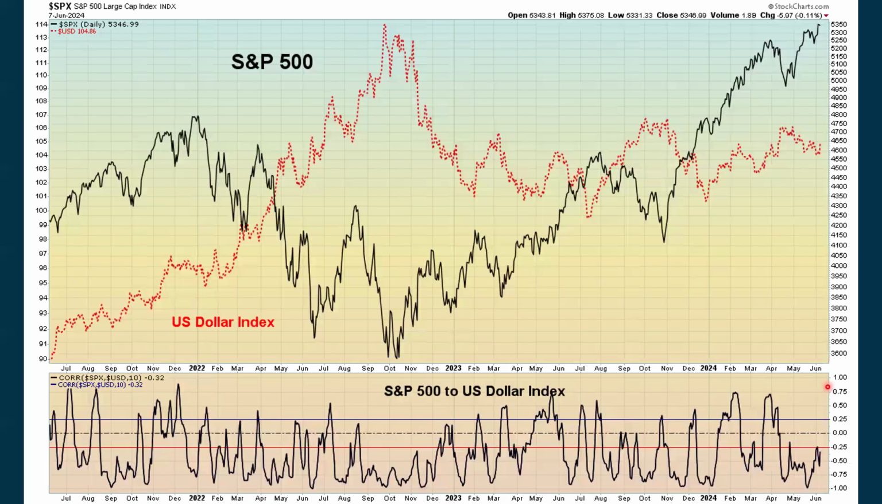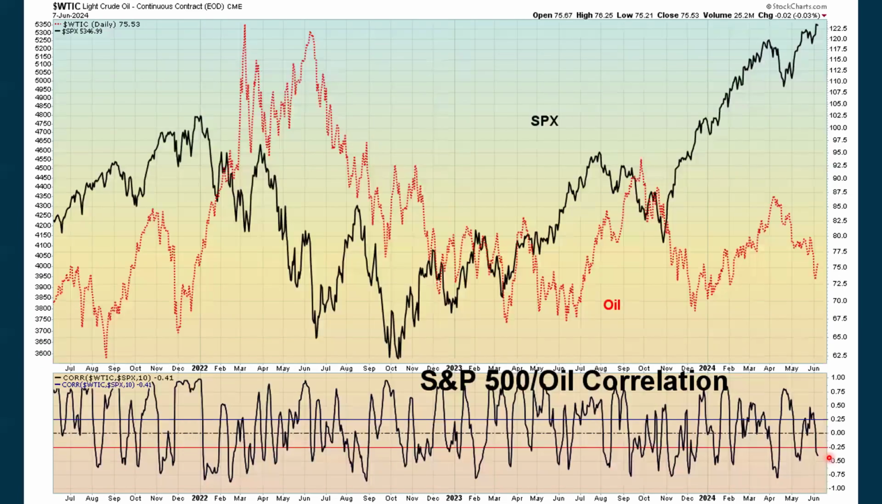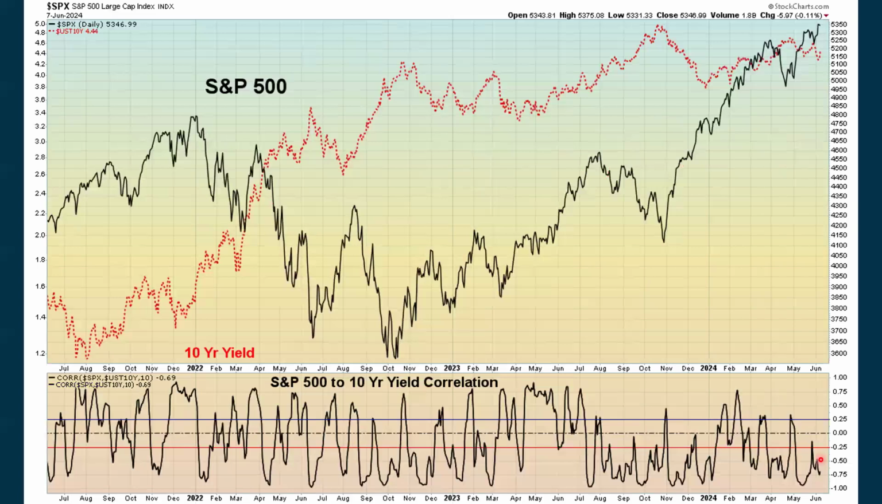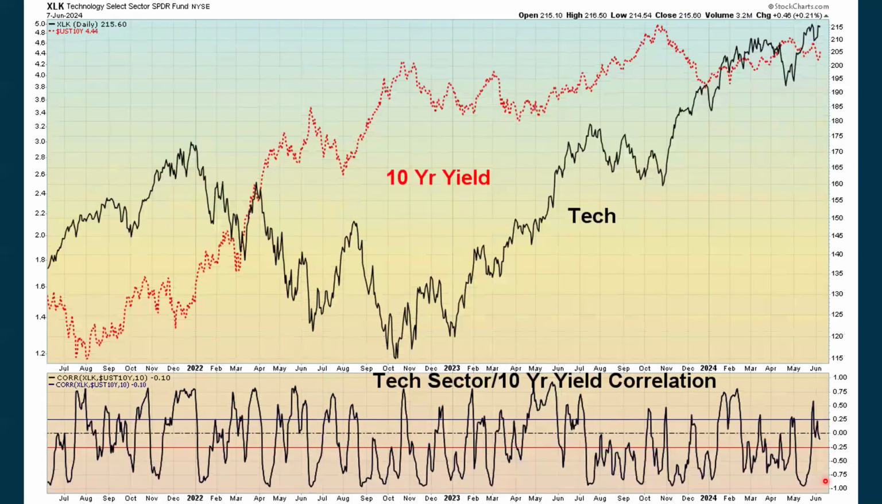Then the next part looks at different correlations. We compare the S&P 500 with the dollar index. They're having a slight tendency to go in opposite directions currently. We look at the S&P to oil, also a slight tendency to go in opposite directions. And the S&P to the 10-year yield, also more of a tendency to go in opposite directions. If interest rates are going down, that typically lately has been helping stocks to go up. And if interest rates are up, that's been putting pressure on stocks.